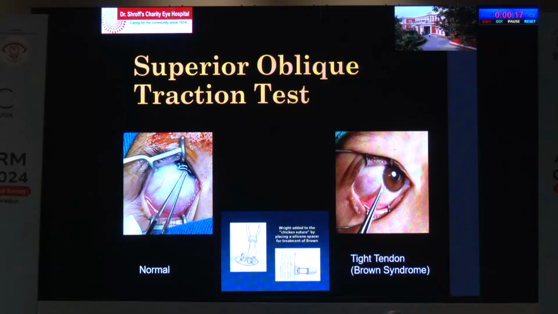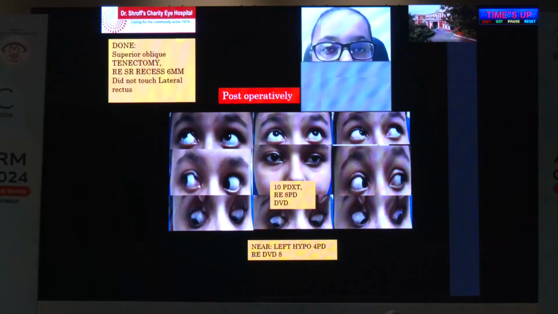The surgical procedure for superior oblique Brown's is that you can either do a chicken suture or a superior oblique tenotomy or a tenectomy. For an A pattern with an IO paresis, if you have a torsion, yes, you have to do a superior oblique tenectomy. If you don't have torsion, then you do a chicken suture for the A pattern. I'm just telling you the clinical part. That was my topic. So in this child, we did a superior oblique tenectomy.